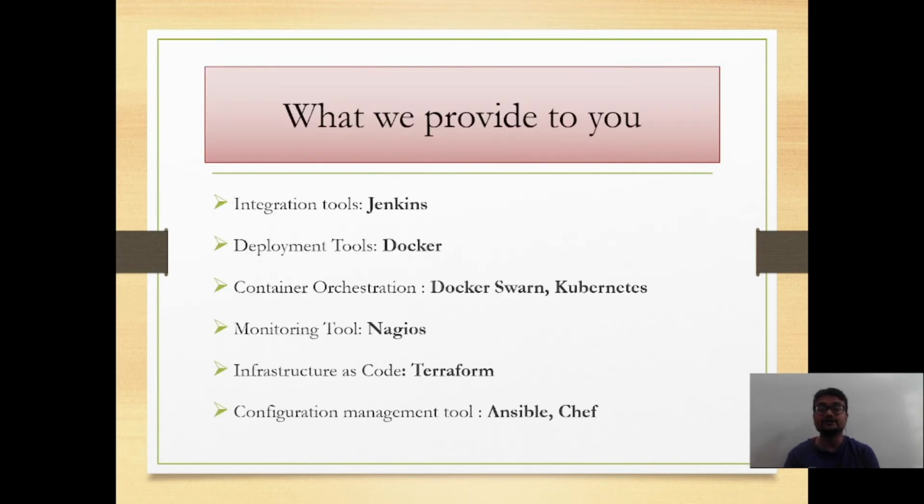Next we will go to the continuous integration tool, that is Jenkins. Then we will deploy our tools on Docker. We will do orchestration in Docker, Swarm and Kubernetes. We will go for Nagios for monitoring. We will go for infrastructure as code with Terraform, and we will also do Ansible and Ceph. These are the topics we are going to cover in and out. Remaining some of the topics will be explained in classes.